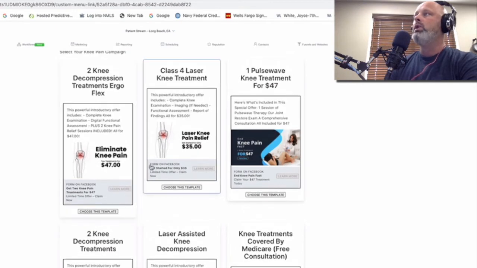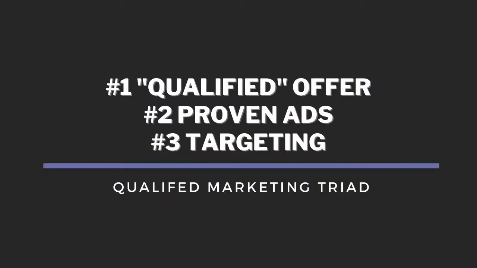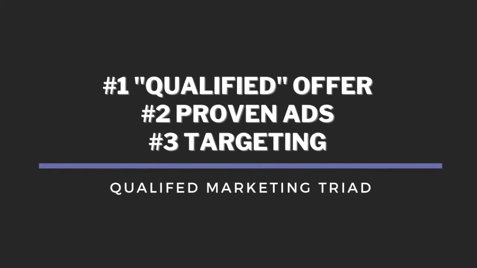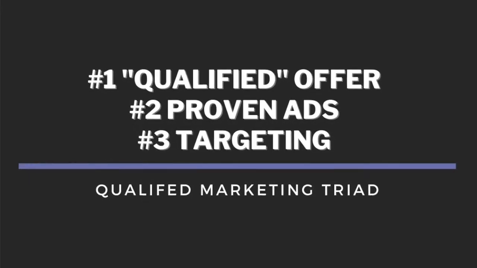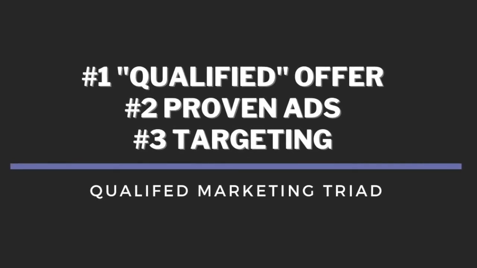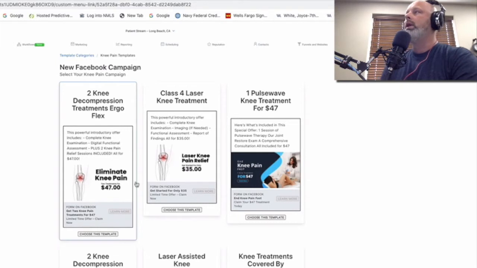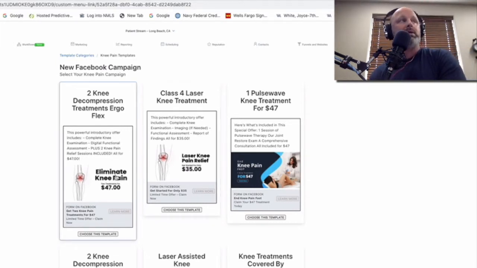Now, if you go back to just maybe 2 minutes ago, what were the 3 things that we need in order to get qualified leads into the practice? A qualified offer, ad copy and ad images, so the right ads, and then proven targeting. Okay? So whenever you click one of these campaigns, those 3 things are perfectly built for you.